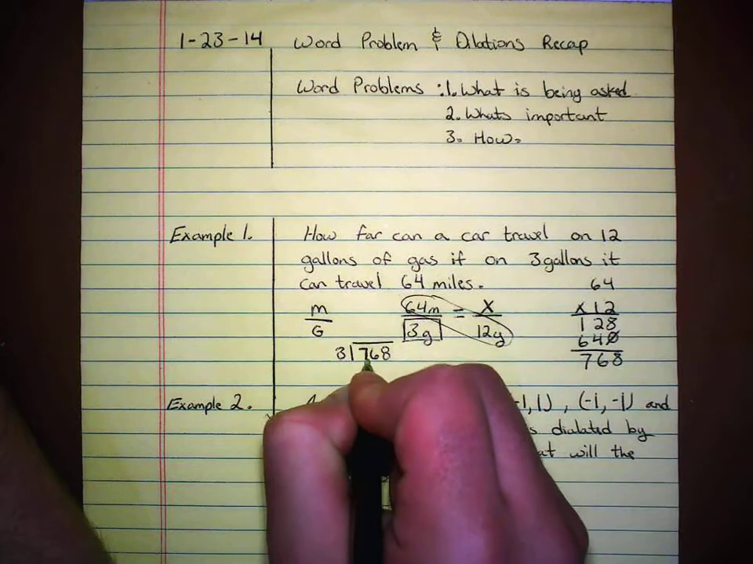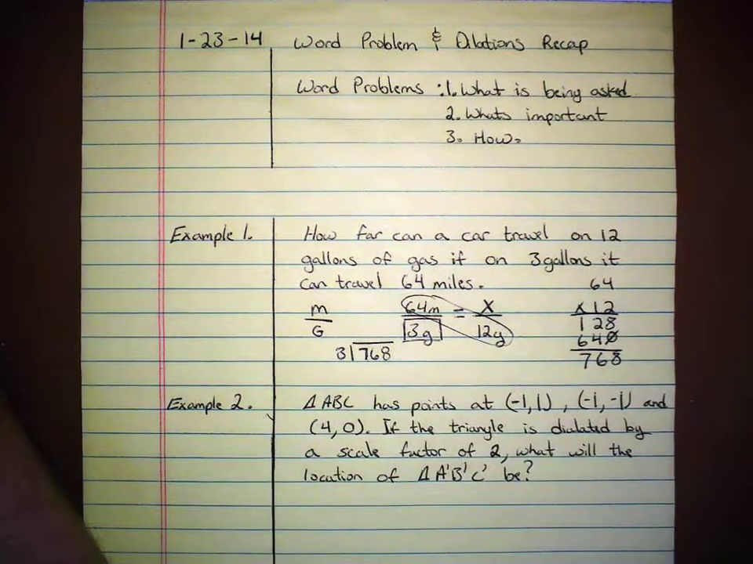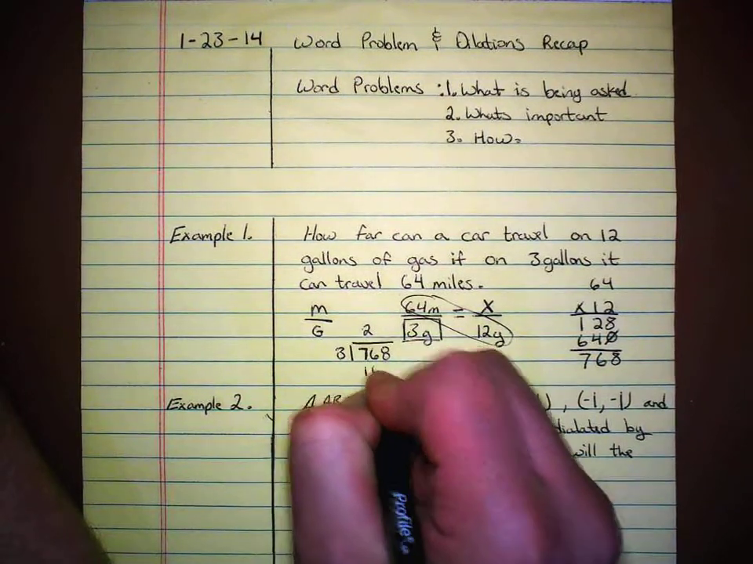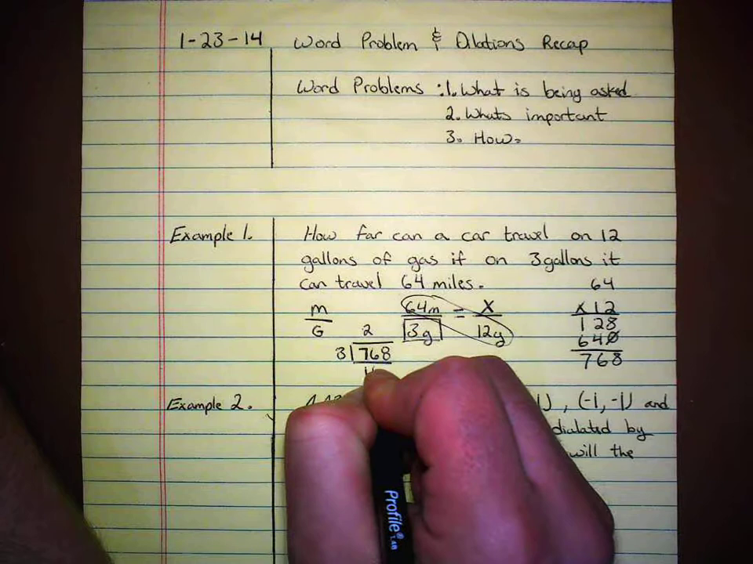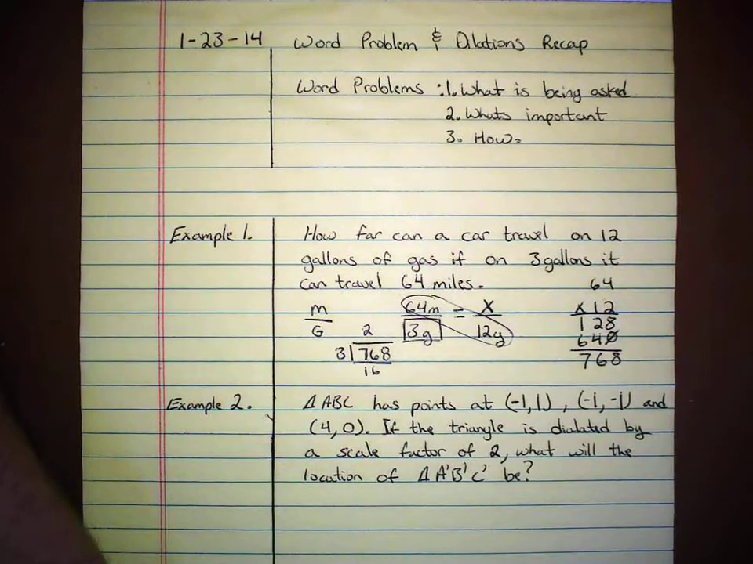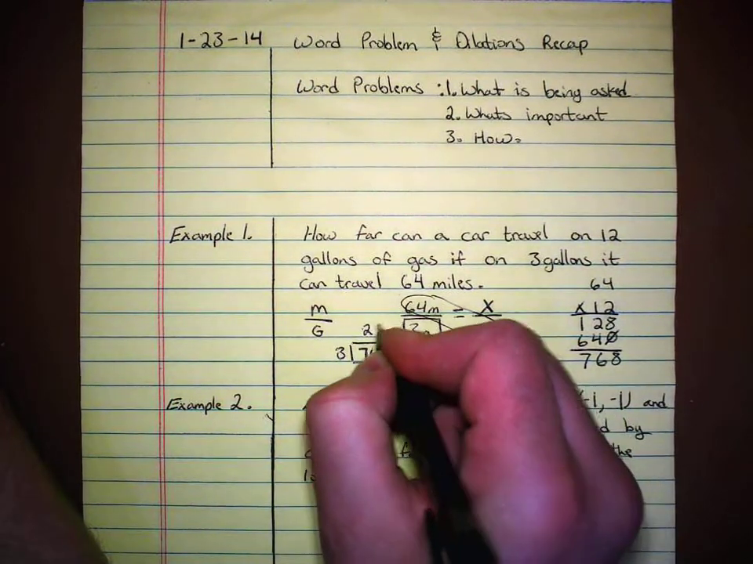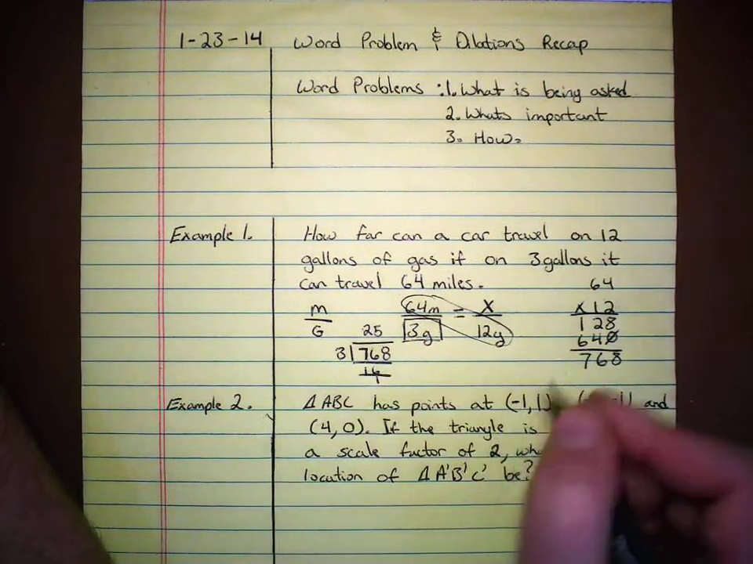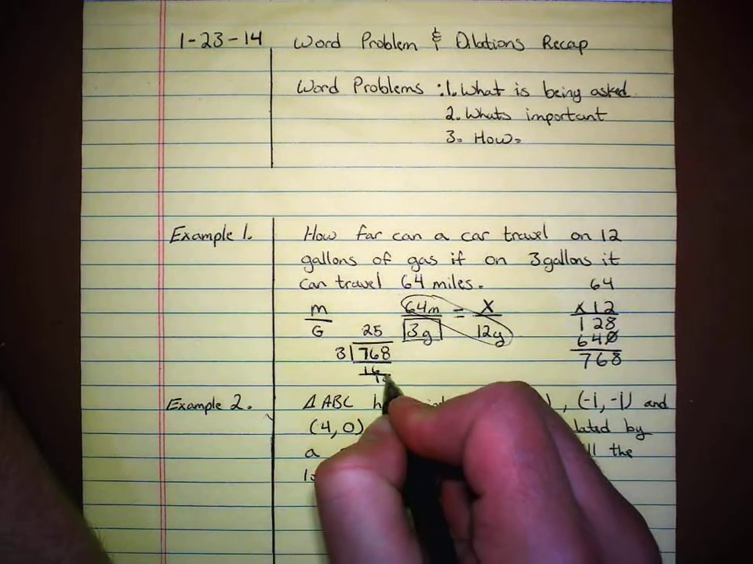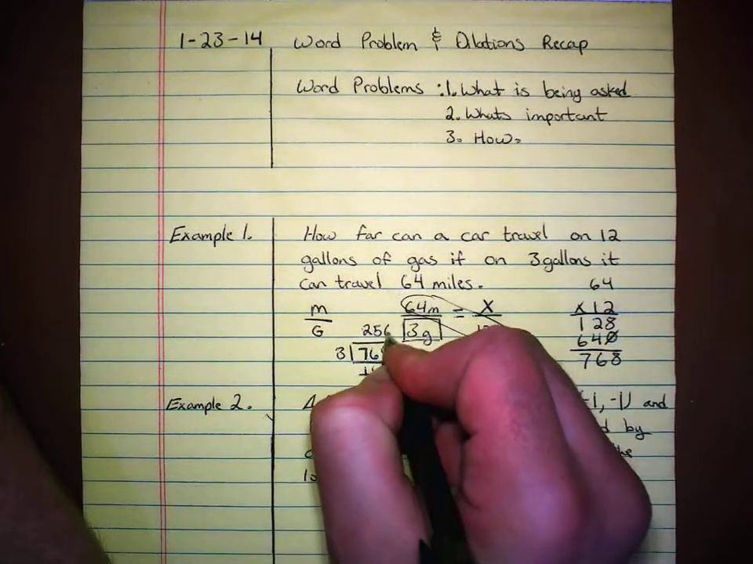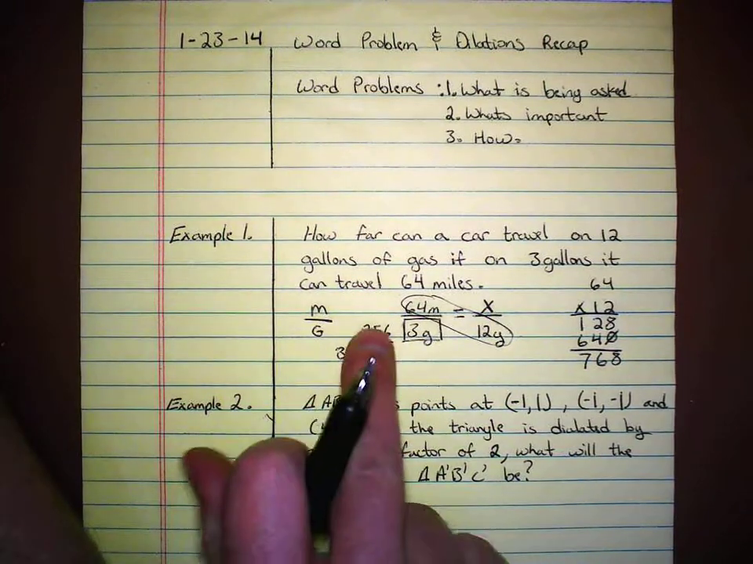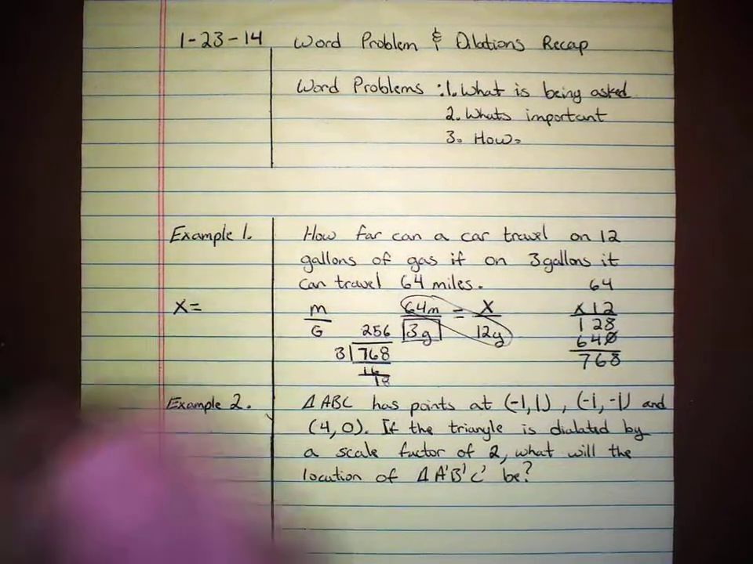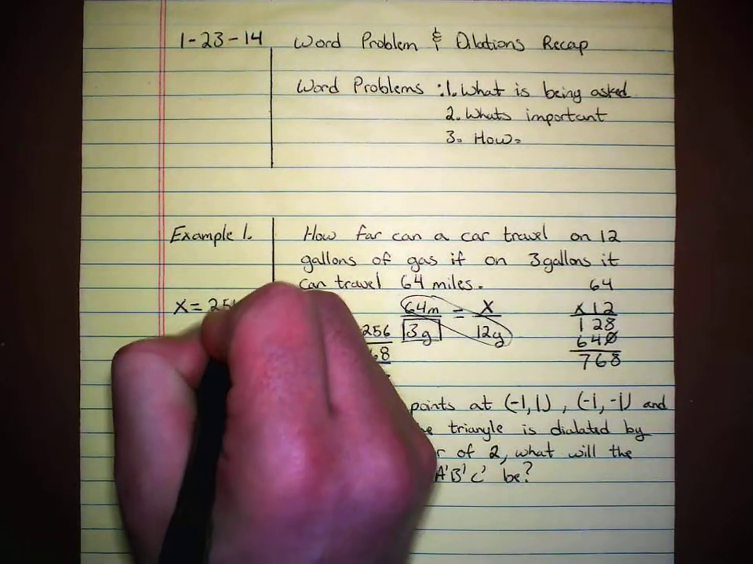So 3 is going to go into my 768 that I found with my cross multiplication. 3 goes into 7 twice. It's going to leave me with a 1 left over, and I'm going to bring down this 6. So 3 goes into 16 5 times. And that's going to leave me with a 1 left over, because 3 times 5 is 15. 16 minus 15 is 1. And I'm going to bring down that 8. Well, 3 goes into 18 6 times. So my answer, I'm going to write it over here so we can see it a little bit. X, how far can we go, is going to be 256 miles.